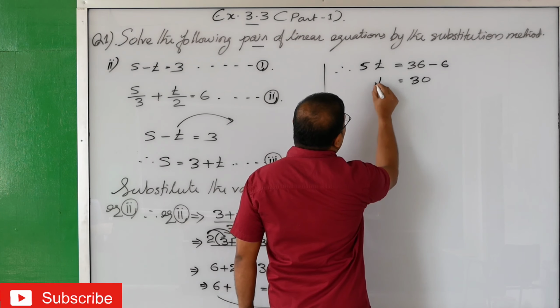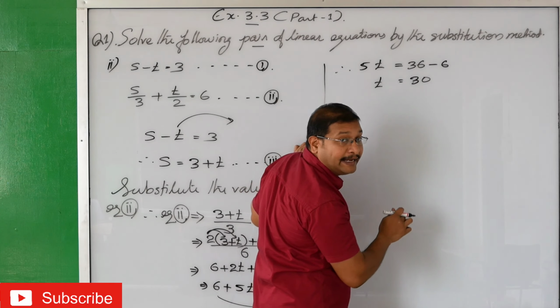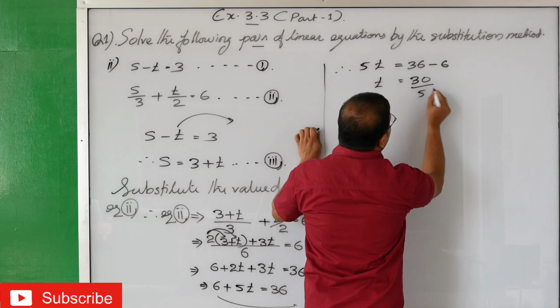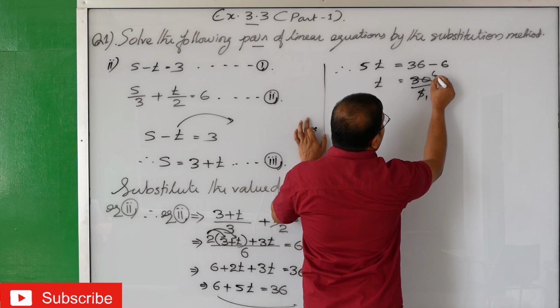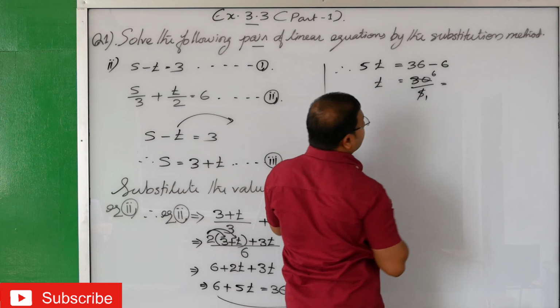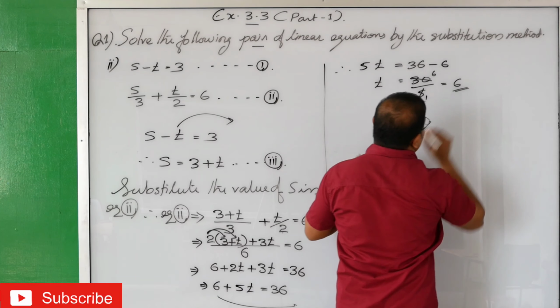If you want t, what will happen? The 5 will go to the next side. It is multiplying, so when it goes to the next side, we divide by 5. Now we'll cancel. 5 ones are 5, 5 6s are 30. That means we'll get t equals 6.